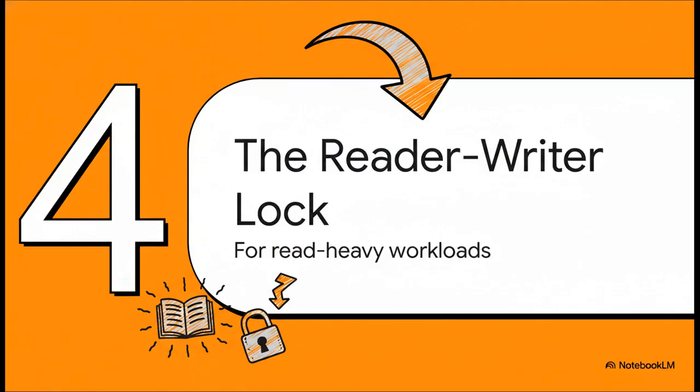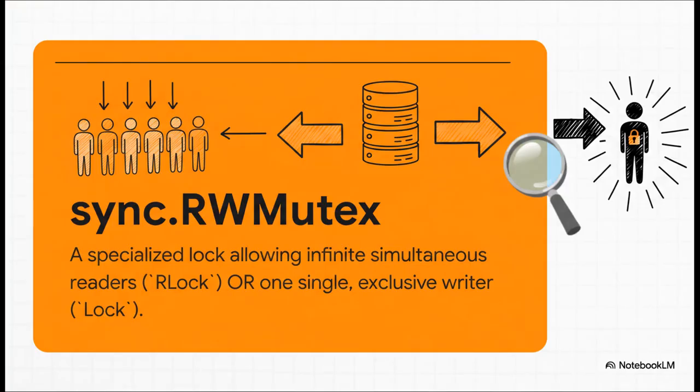If you have 100 Go routines that just want to read the same value from a cache, our standard mutex makes them all get in a single file line and go one by one. That's a massive bottleneck. For this kind of situation, we need a more specialized tool. And that tool is the sync.RWMutex, or the reader-writer mutex.